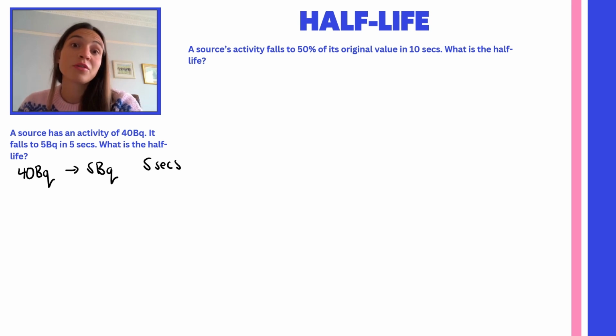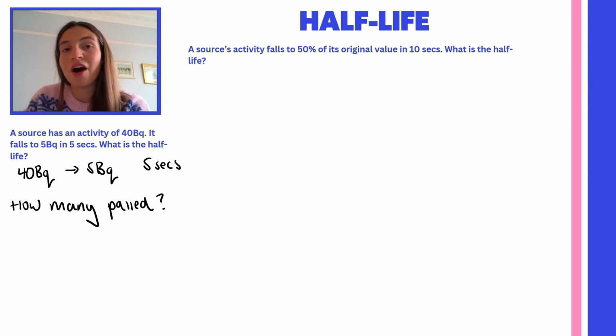Now, as with most of our half-life questions, the first thing I need to do is to figure out how many half-lives have passed during that 5 seconds. And in order to do that, what I need to do is to take my initial activity, so in this case it's going to be 40, and keep dividing that number by 2, 2, 2, and so forth, until I reach my final activity, which is 5 becquerels. So let me do it here with 40.